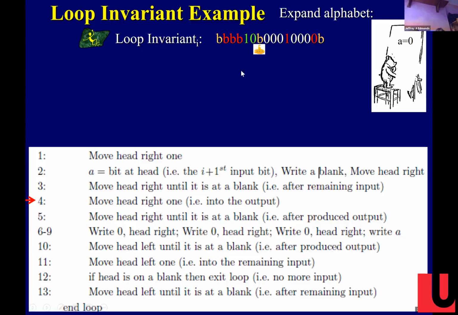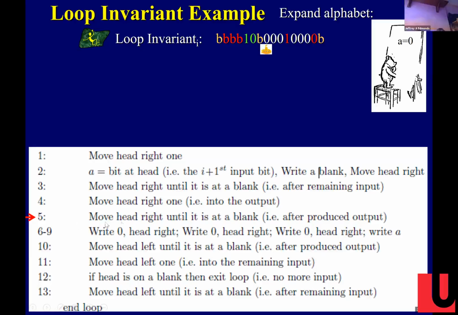Where is it? It's moving us into the output, right? Because that's output, right? So we do line 4, and bang, there my head is past the blank, and I'm now on line 5, right? Everybody get that? Yep. Then what does line 5 do?